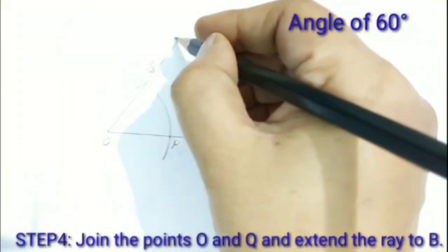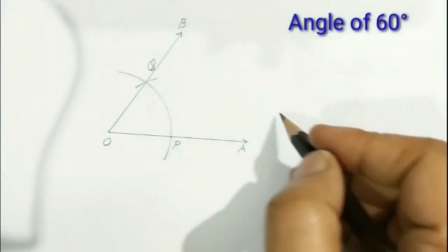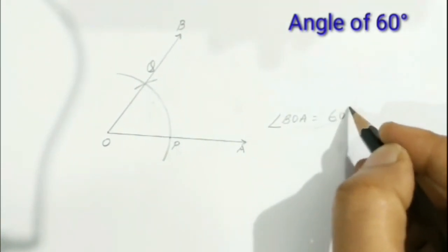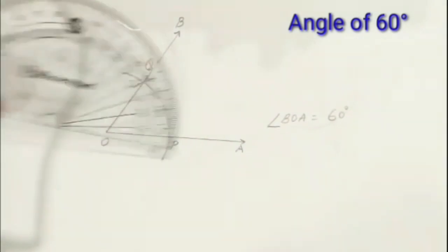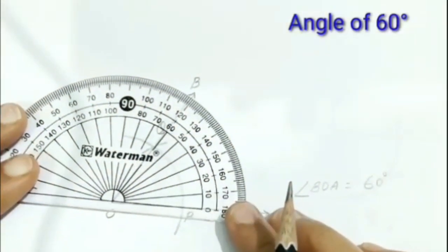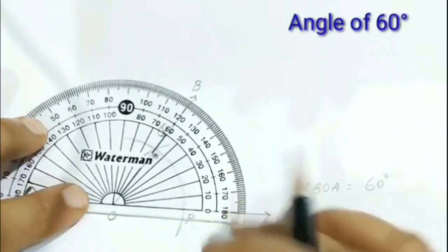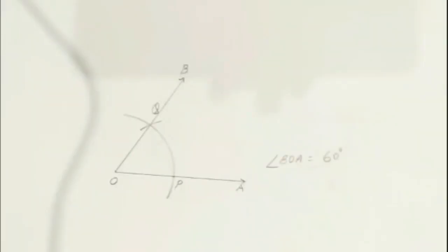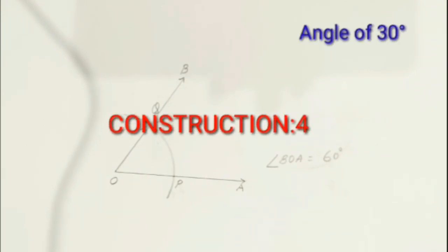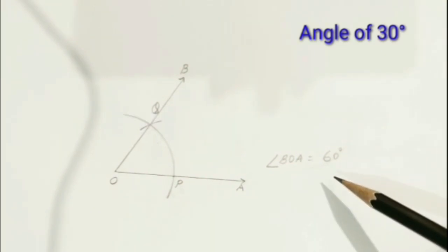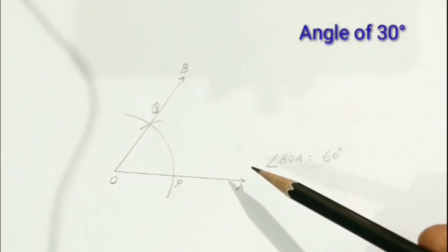And extend this line till B, hence angle BOA measures 60 degrees. Let's verify using a protractor. Place it on this vertex and line up the two and just check, it is exactly equal to 60 degrees. Students, to construct an angle of 30 degrees, take all the steps to construct an angle of 60 degrees. Once the 60 degree angle is obtained, then we'll bisect the angle and obtain the angle of 30 degrees.